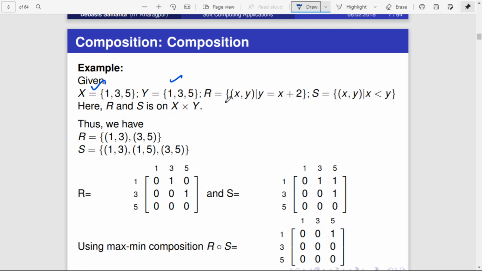To identify what R is and what S is, it is better to first calculate the Cartesian product. So first let us find the Cartesian product of X and Y. So X cross Y is what?